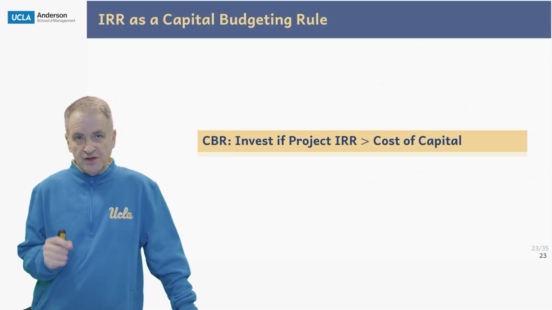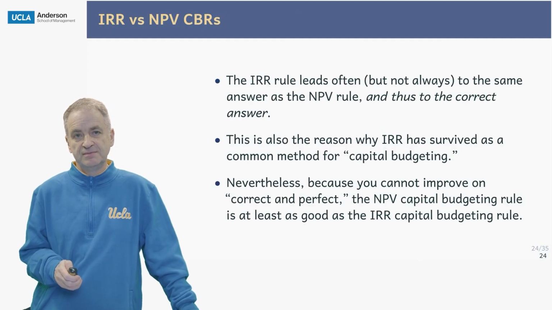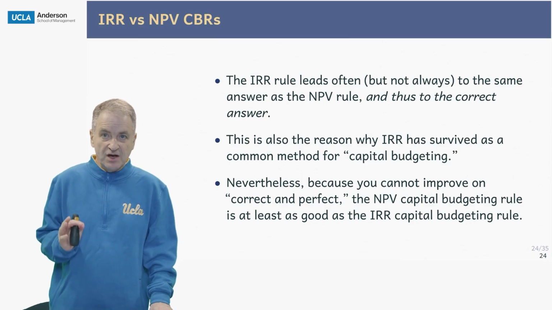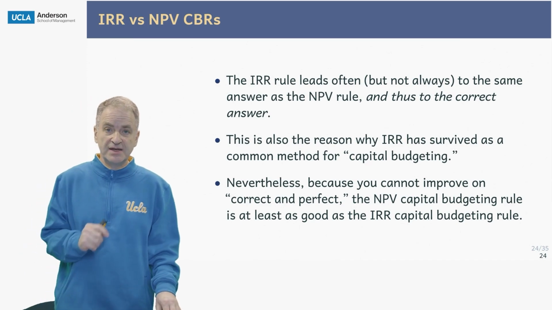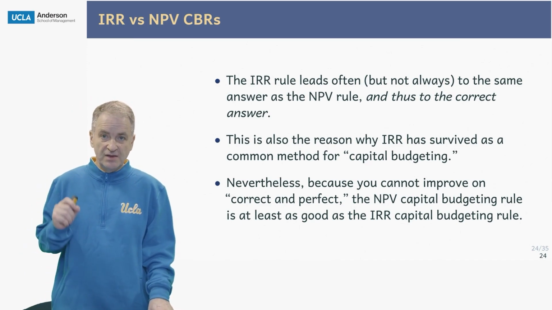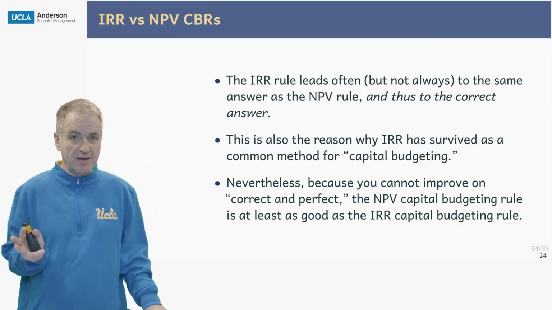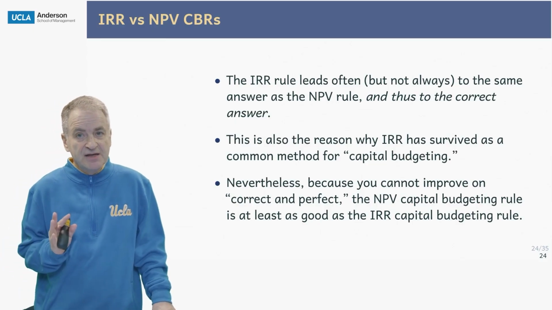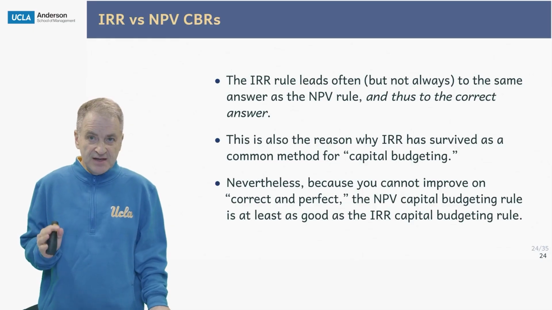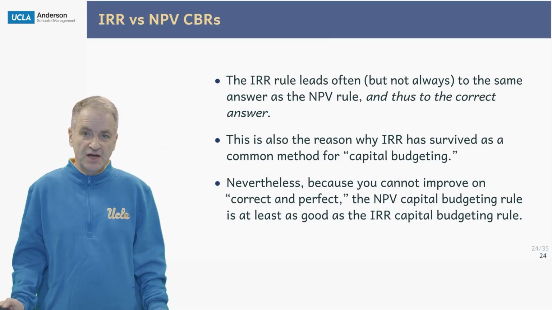The internal rate of return as a capital budgeting rule is as follows: invest if the project's internal rate of return is greater than the cost of capital. And this rule leads often, but not always, to the same answer as the net present value rule, and thus to the correct answer. This is also the reason why the internal rate of return has survived as a common method for capital budgeting. It's in use in almost every corporation I know of. Nevertheless, because you cannot improve on correct and perfect, the net present value capital budgeting rule is at least as good as the internal rate of return capital budgeting rule.